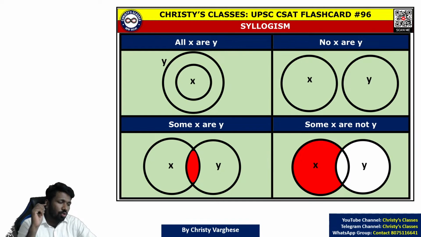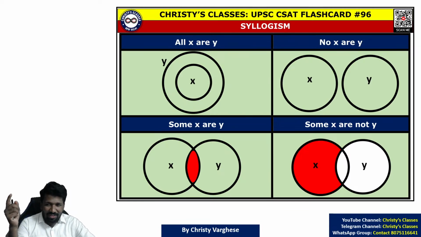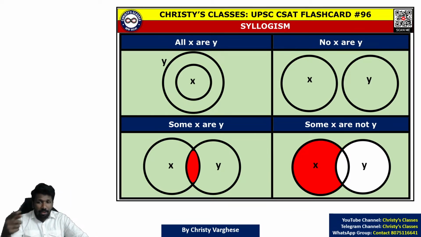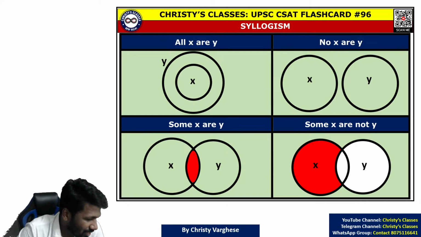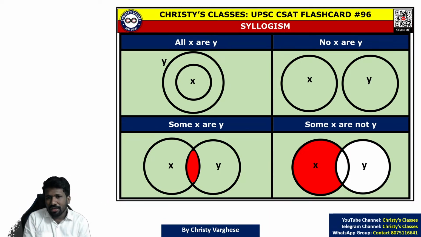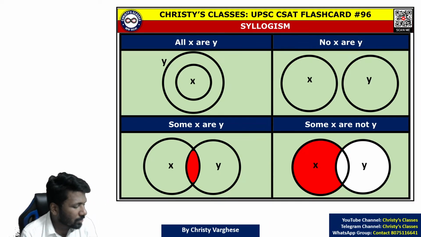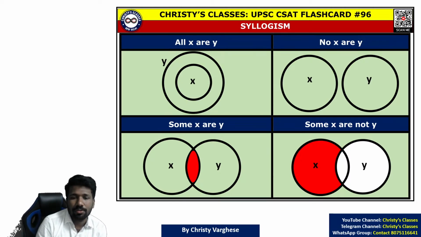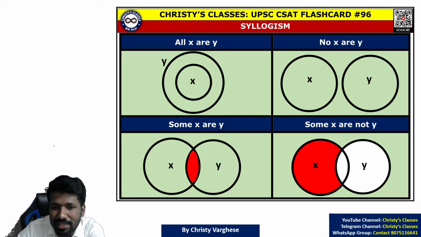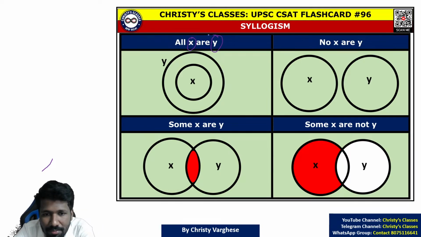Some x are not y. For example, some humans are not intelligent. Does that mean that some intelligent people are not humans? That we cannot say. Some x are not y does not mean some y are not x. It may be true in some cases, it may not be true in other cases. So, these are some of the conclusions you can make out of the syllogism statements. Whatever x and y are replaced here, what I told now is applicable.